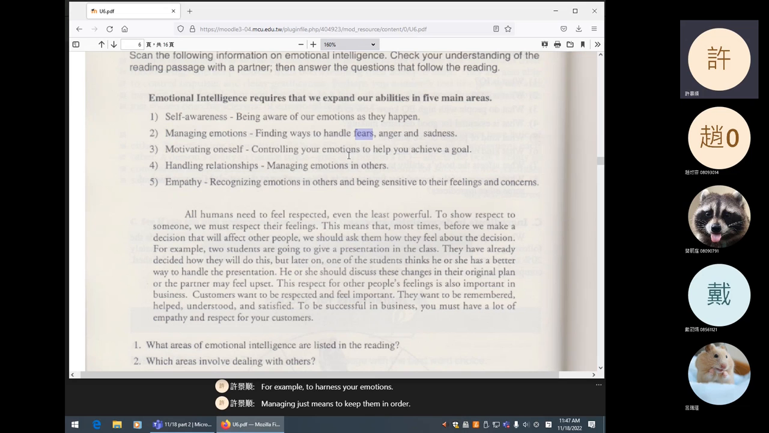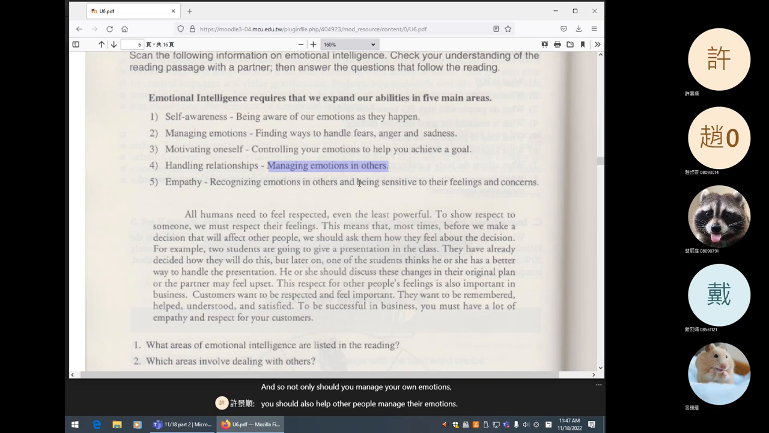Fear, usually this is uncountable, 不可数. If you count it, like here, it says fears, that means you're thinking about different individual things that you are afraid of. And so not only should you manage your own emotions, you should also help other people manage their emotions.